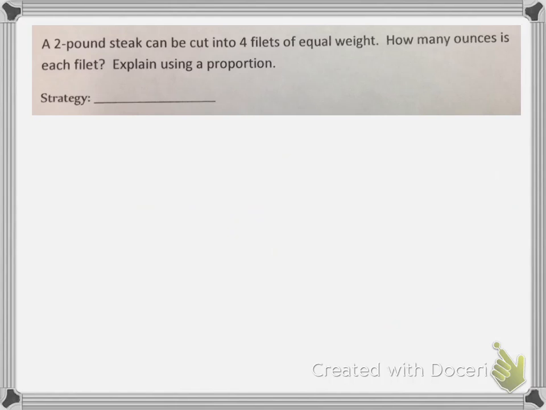Explain using a proportion. Well, first, before I do anything else, I want to highlight my question. How many ounces is each fillet? And I want to underline or circle important information. Well, I think 2 pounds is important, and I think 4 fillets is important, and I definitely think equal weight is important because that's a key word that tells me what I need to do. And then here it says explain using a proportion. So we really don't even have to try very hard to think of what strategy we're going to use. We're told we're using a proportion.